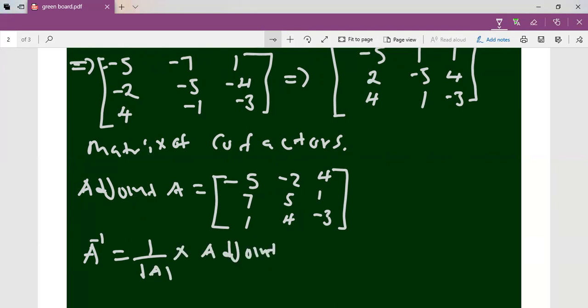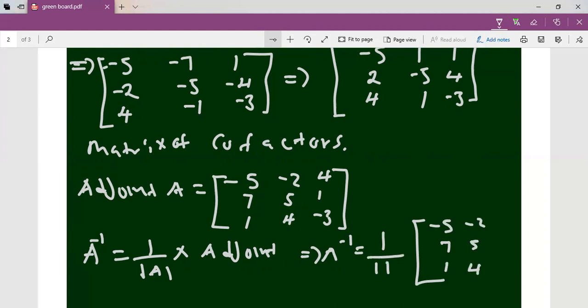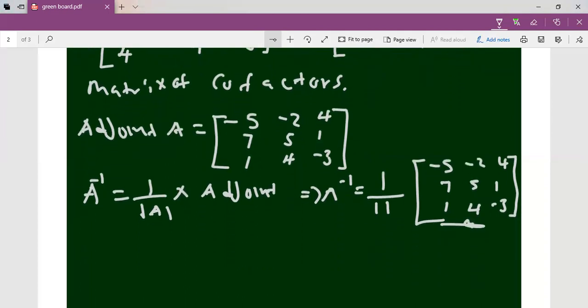Okay, this implies that the inverse will be equal to 1 over, if you remember, our determinant is 11, but our adjoint is -5, 7, 1, -2, 5, 4, 4, 1, -3. This is our inverse for matrix A. But now we proceed and solve. So how do we solve?